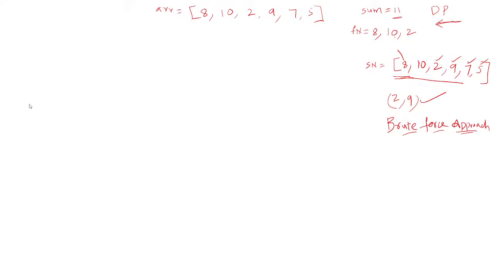Let us write a code for this. So what is our actual array? Well, the actual array is something like, okay, so this is our main code. The array is equal to, say, something like 8, 10, 2, 9, 7 and 5. So we want to print the result.